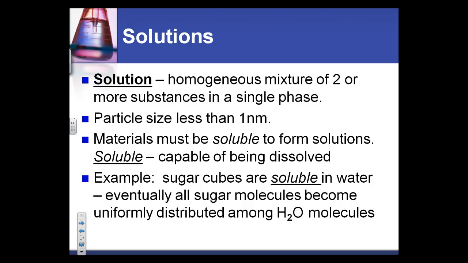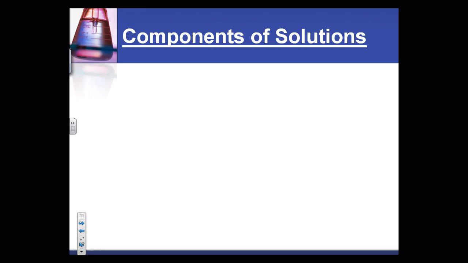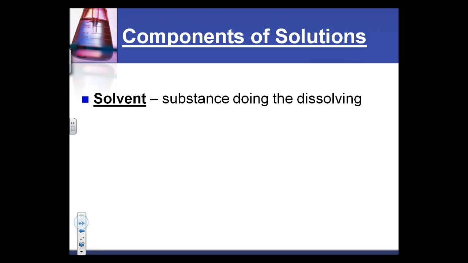And this is an example of sugar cubes. Sugar cubes are soluble in water. Eventually all the sugar molecules become uniformly distributed among the water molecules. Now, a solution always has two parts, and we need to be able to tell the two parts apart. The first part is the solvent. Solvent is the substance doing the dissolving. Water is a very popular solvent. It dissolves a lot of different things. Alcohols are also solvents. They will dissolve things.